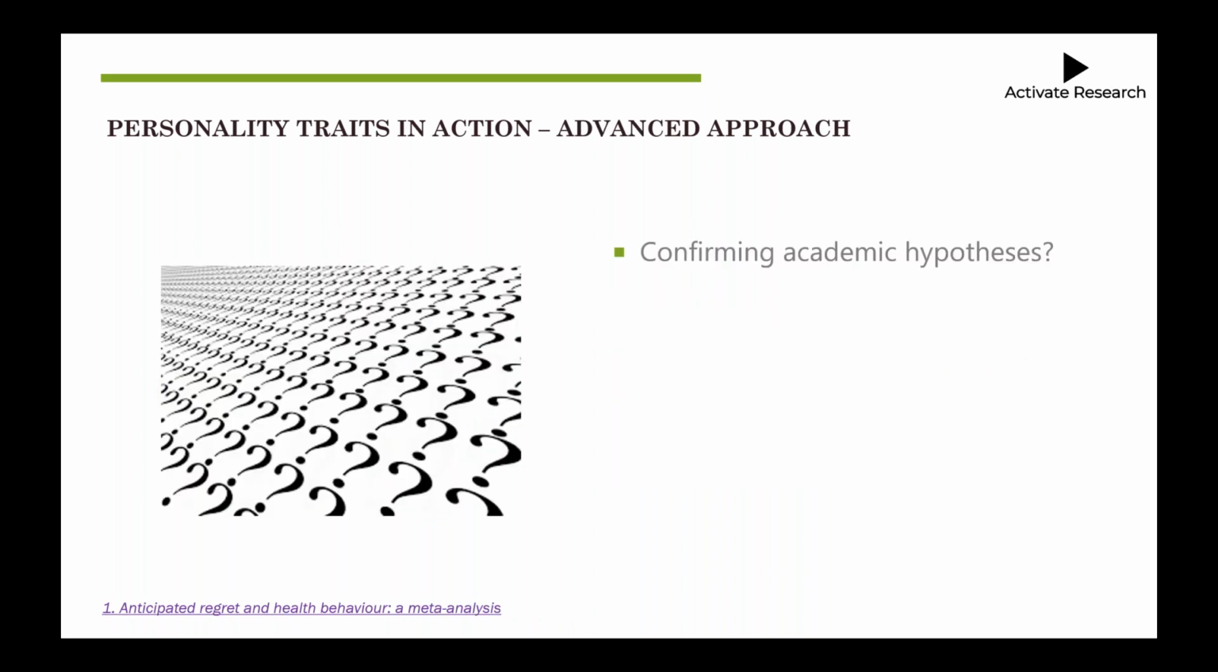However, the last slide in terms of how we'd use this in the advanced approach: what if we weren't necessarily happy to take these academic insights as gospel? For example, if we didn't want to take it as read that conscientiousness and extroversion indeed did predict physical activity, what if we wanted to actually test that ourselves and make sure it was correct?